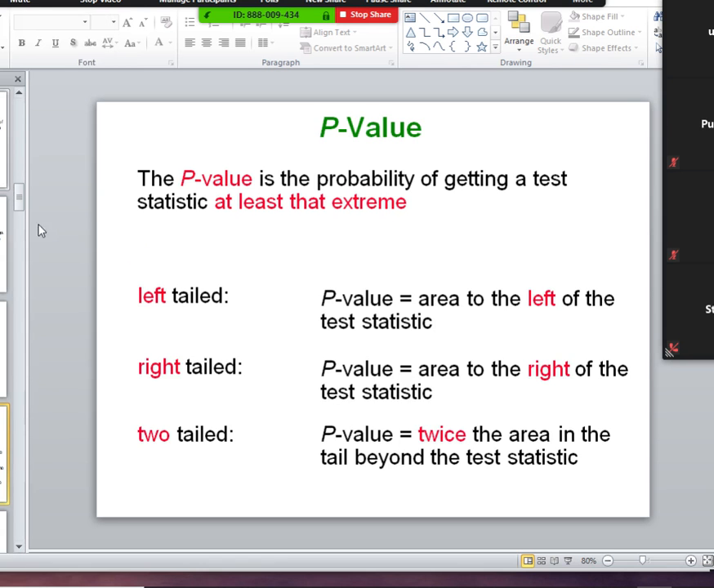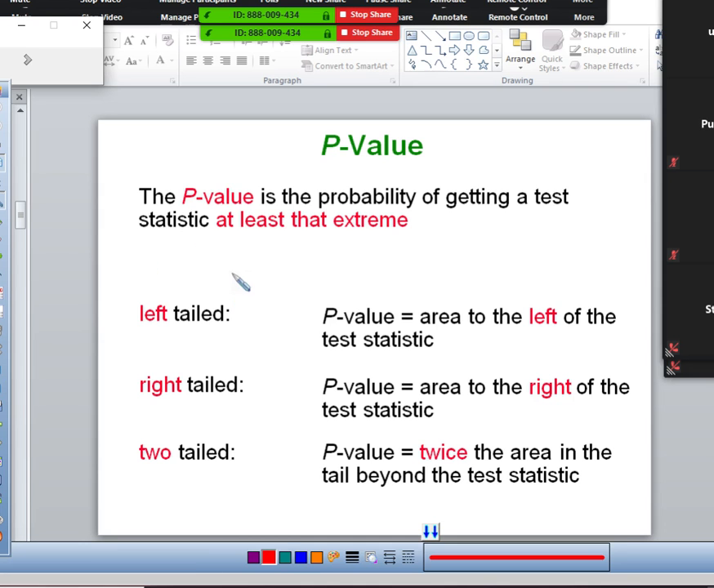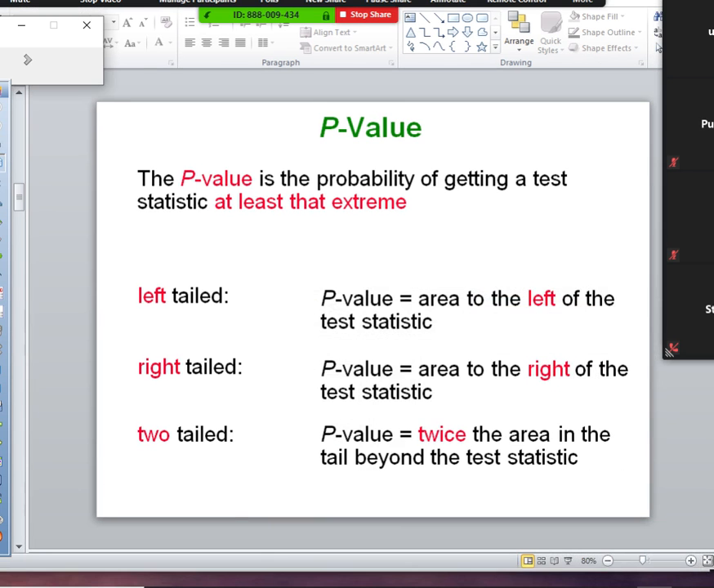So just to talk a little bit about that p-value. The p-value is a probability. Probability is the same thing as area under the curve, right? So it's the area in the tail of your test stat. If it's left tailed, it'd be the area to the left of the test stat. If it's right tailed, it'd be the area to the right of the test stat. If it's two-tailed, it'd be double the area in the tail, whatever tail you're on.